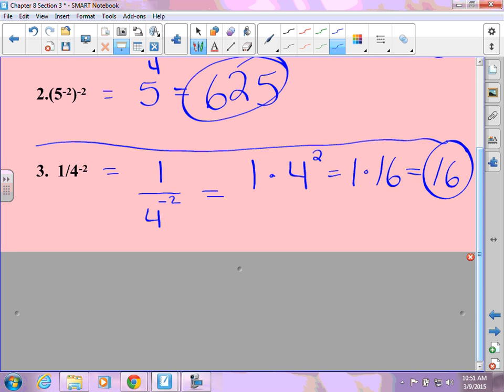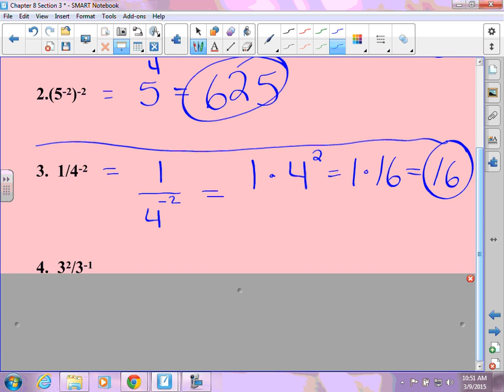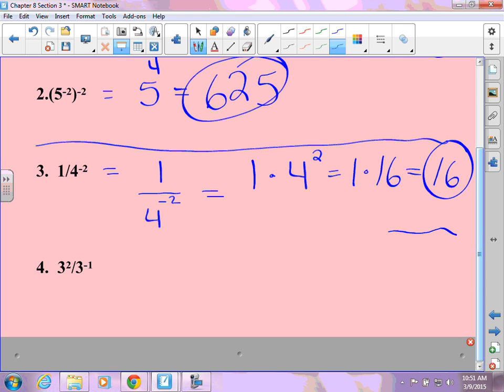All right. Last one that we're going to do on this. I end up with 3 squared over 3 to the negative 1. Does 3 squared like where he's at? Yeah, he loves where he's at. He's upstairs. He's happy. Does 3 to the negative 1 like where he's at? No, so he's coming running upstairs. I get 3 to the 1st. Okay, now what do I do?